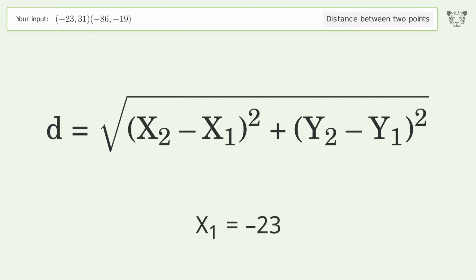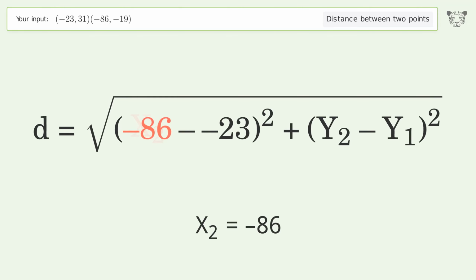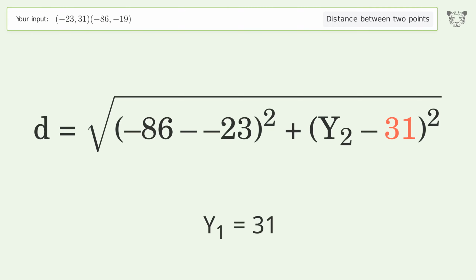x1 equals negative 23. x2 equals negative 86. y1 equals 31. y2 equals negative 19.